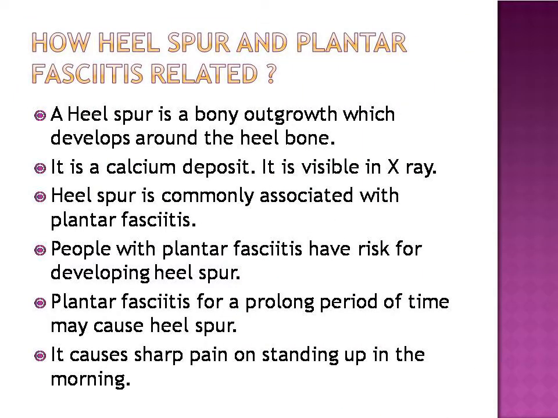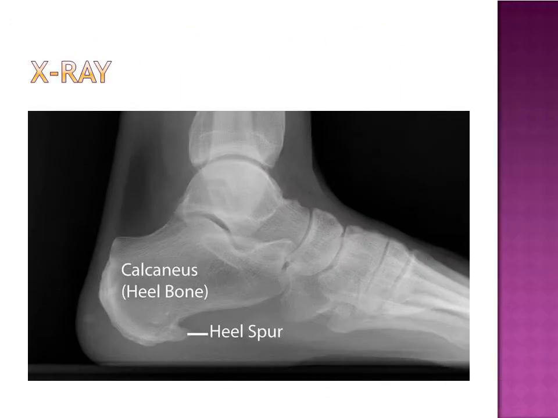Now let us understand what a heel spur is and how it is associated with plantar fasciitis. A heel spur is a bony outgrowth which develops around the heel bone. It is basically a calcium deposit. It is visible in an X-ray film. Heel spur is commonly associated with plantar fasciitis. People with plantar fasciitis have a risk of developing a heel spur. Plantar fasciitis for a prolonged period of time may lead to a heel spur. It causes sharp pain on standing up in the morning. In this slide, you can see the X-ray film image where you can very clearly see the bony outgrowth that is known as the heel spur that comes out of the heel.